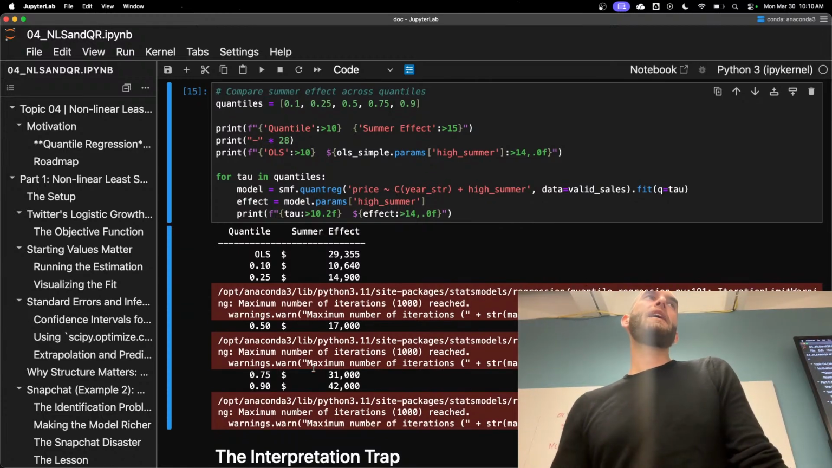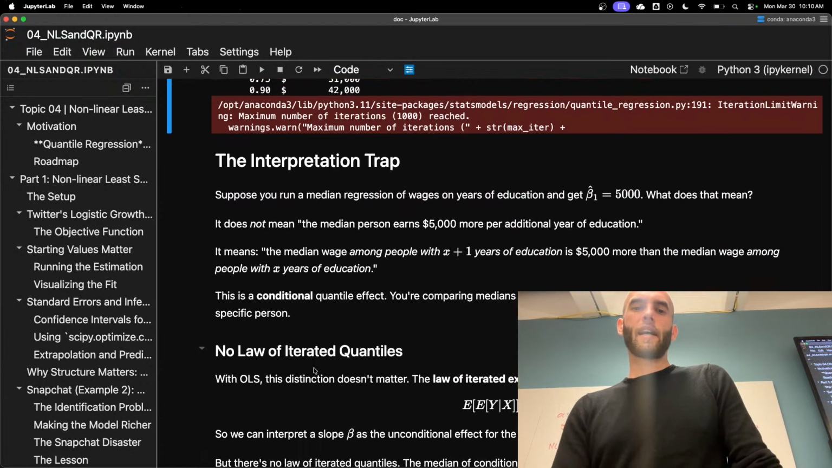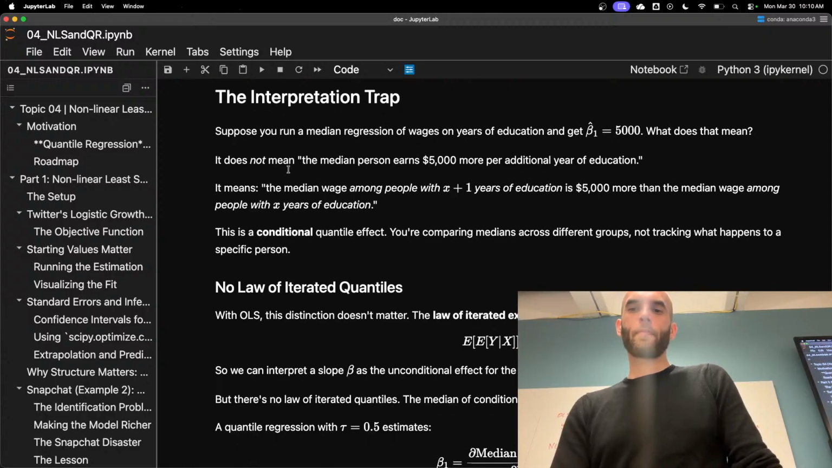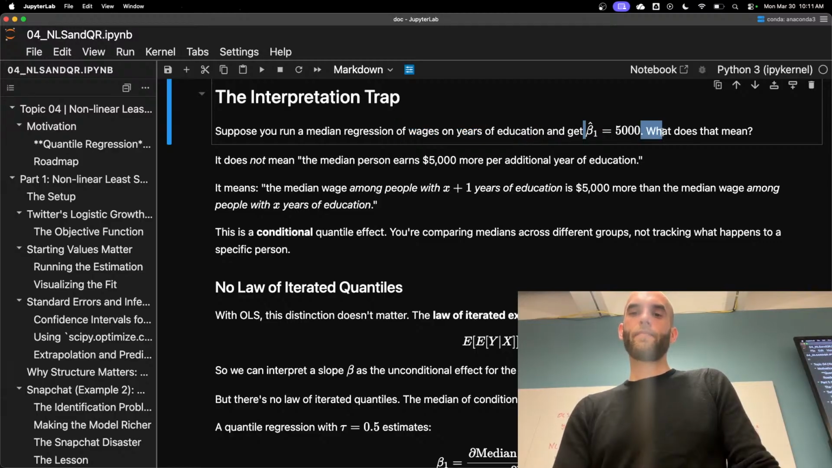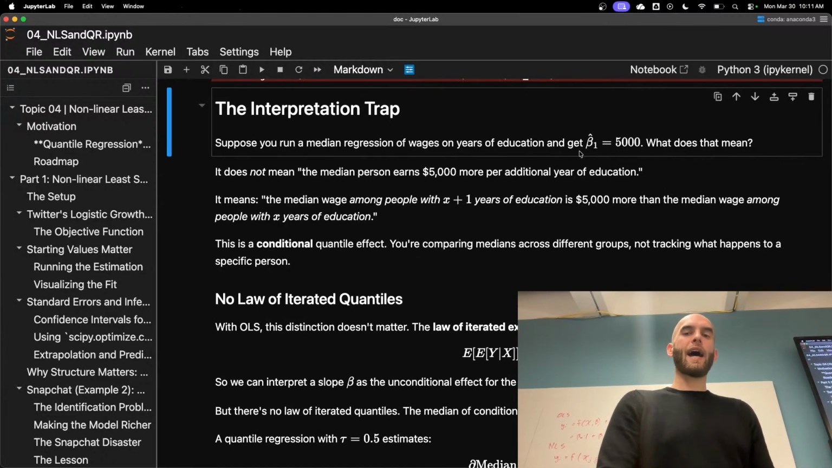Okay, so as you can see, this is a very flexible approach. It's useful for certain kinds of things, but I want to spend a second just talking about interpretation. So think about this first question. Suppose you run a median regression of wages on years of education, and get this number. What does this mean? So we have a beta 1 hat of 5,000.